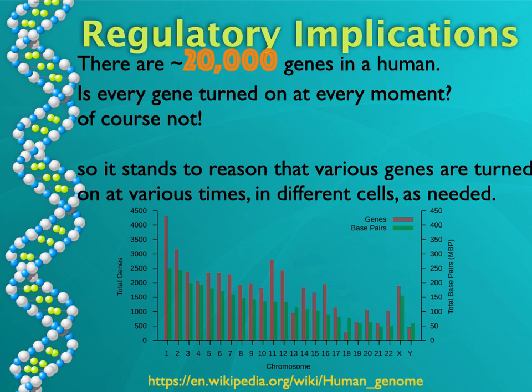There are about 20,000 genes in a human. Is every gene turned on at every moment? Of course not. So it stands to reason that various genes are turned on at various times in different cells as you need. For example, you don't need a molecule in the retina to be working in your liver. So you turn it on in the eye and you turn it off in the liver.